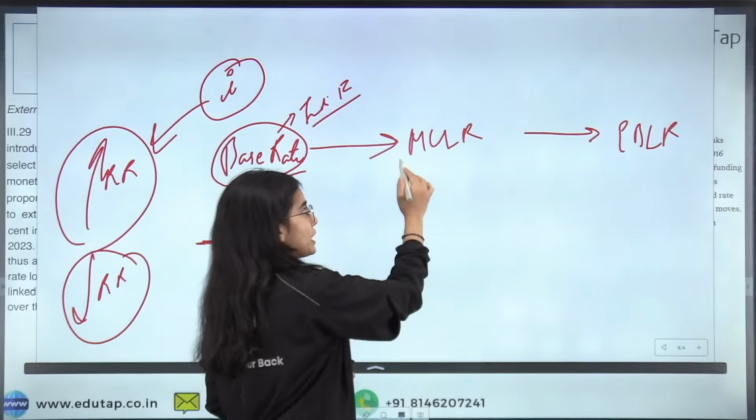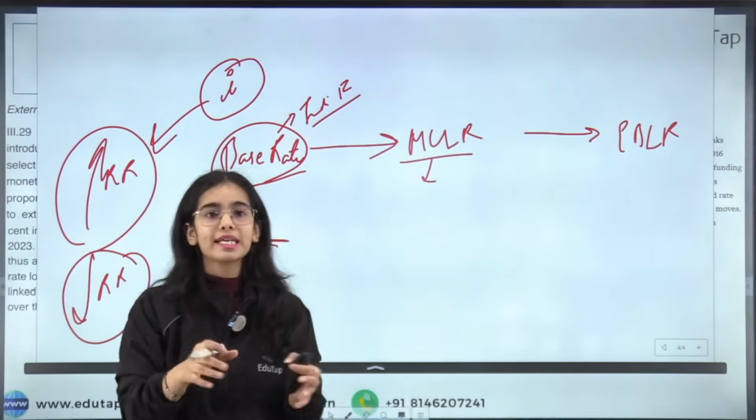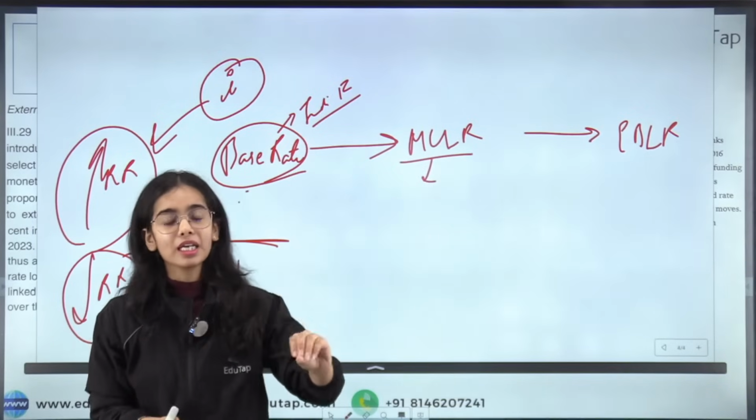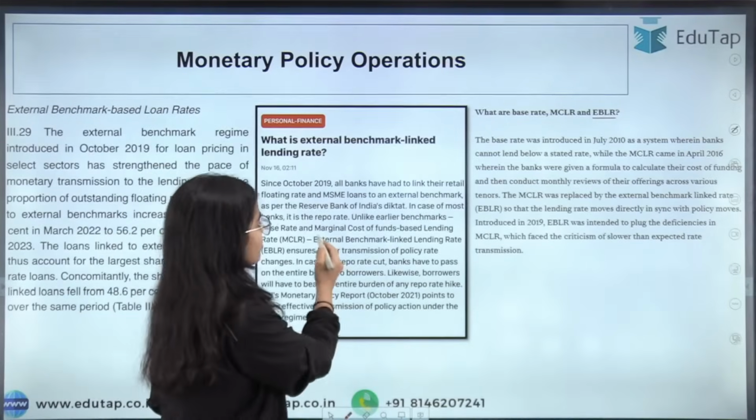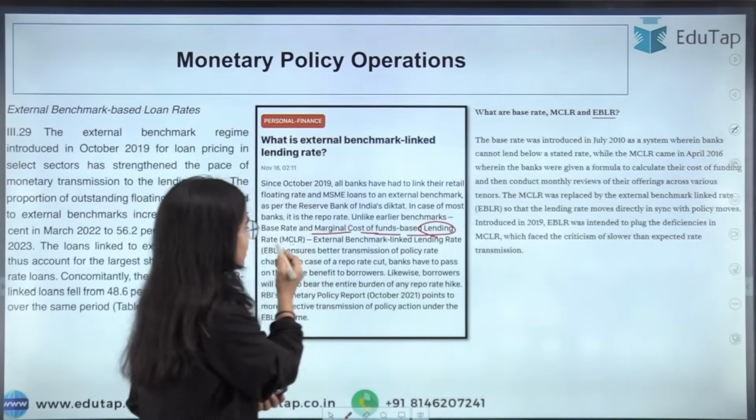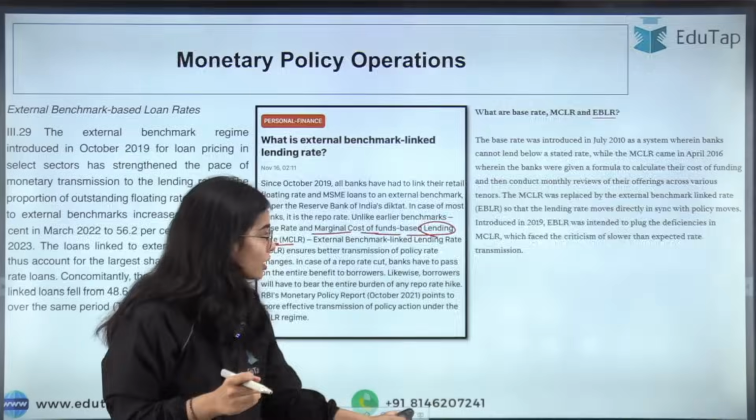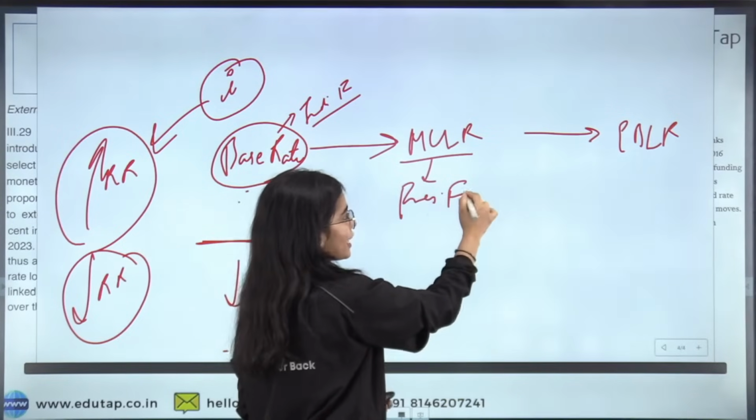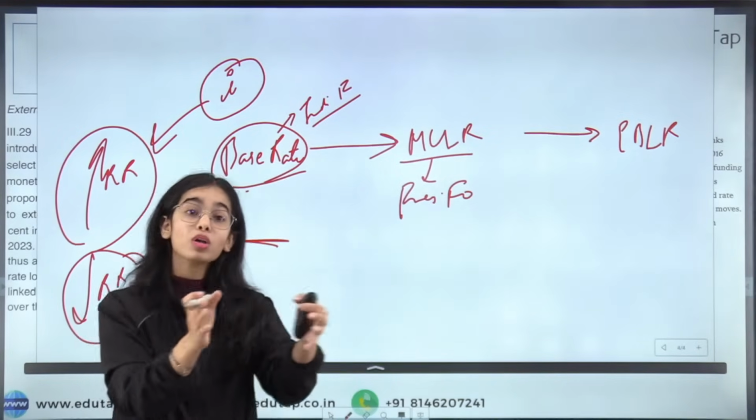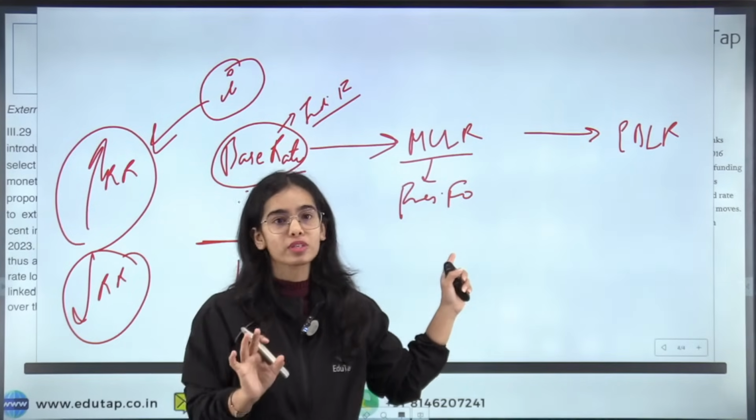Now MCLR. So the RBI shifted from the base rate to MCLR. RBI said that now the banks will follow the MCLR, that is the marginal cost of funds based lending rate. So RBI said that now let's start with the MCLR. Here the prescribed formula was given by the Reserve Bank of India that all the banks have to follow. It is not indicative, it is prescribed. You have to follow this formula.